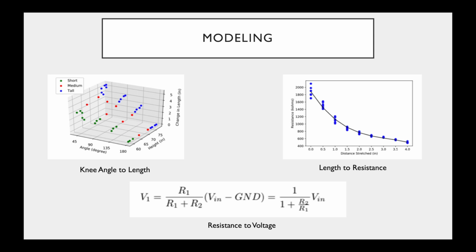There were three things that were modeled in this project: the knee angle to length movement, which is on the top left, which resulted in a linear regression model; the length to resistance, which is on the top right, which resulted in a third-degree regression polynomial; and the resistance to voltage, which is on the bottom middle, which resulted from the need to get resistance variation from the voltage charge. All of these models were coded using scikit-learn machine learning in Python.